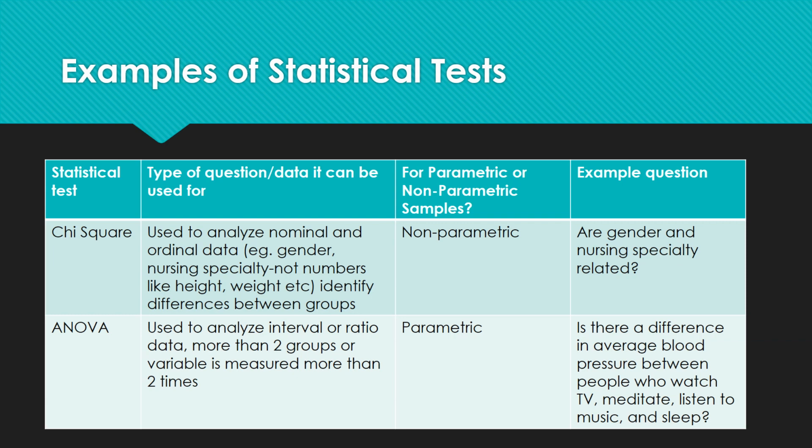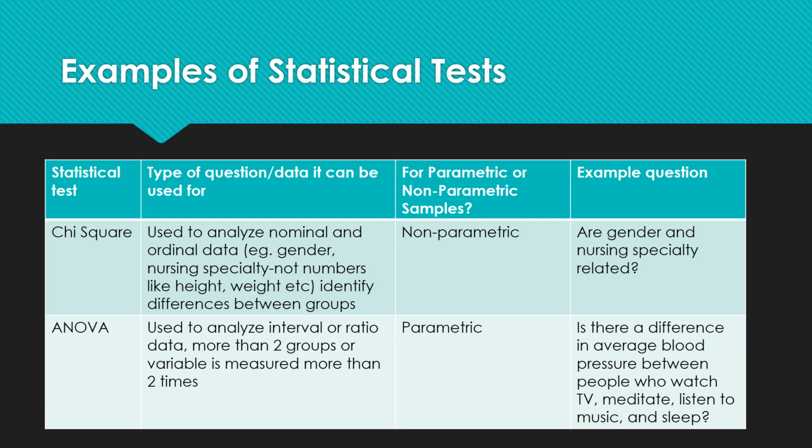Now, first we have a test called chi-square. And this test can only be used for ordinal or nominal data, so things like gender, ethnicity, or maybe nursing specialty. We can't use a chi-square test for continuous variables like height, weight, temperature, etc. Things that are going to increase and that can be measured on a scale. If we tried to do that, it simply won't work. SPSS will send us an error message saying you can't run this test. Now, chi-square tests are used for non-parametric data. Remember, that means that the sample in our study does not look like a bell curve.